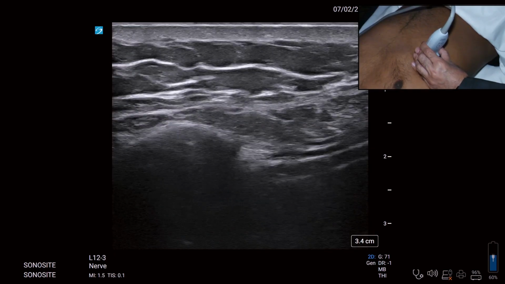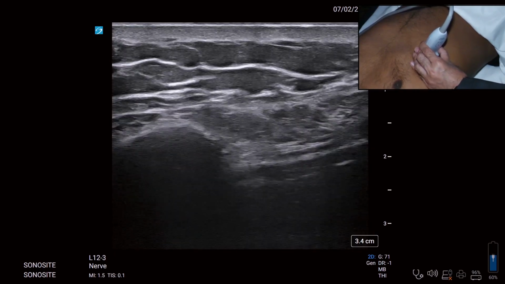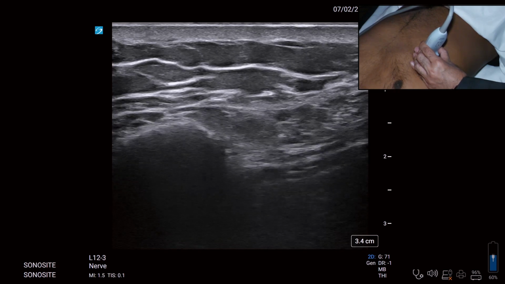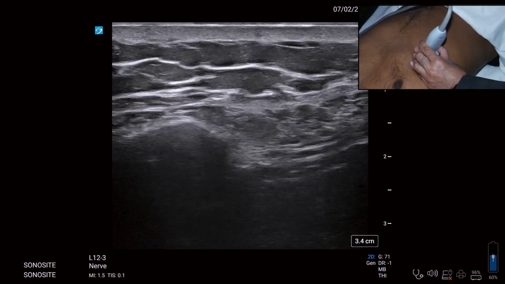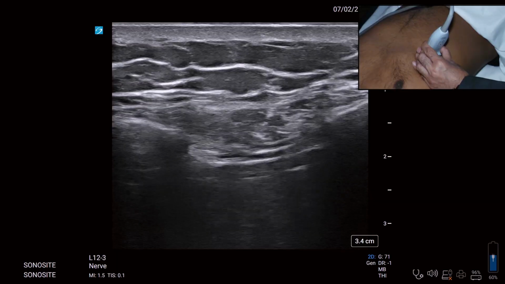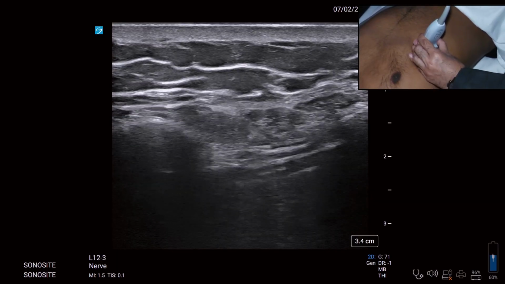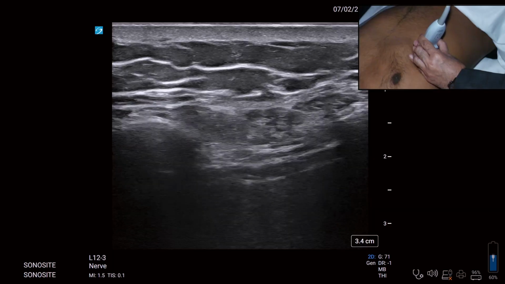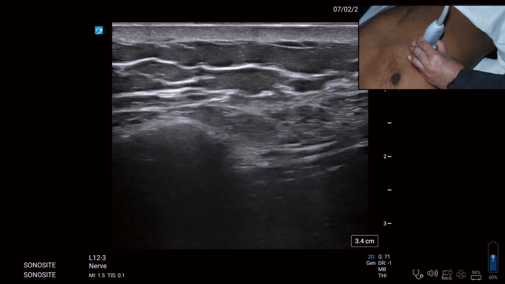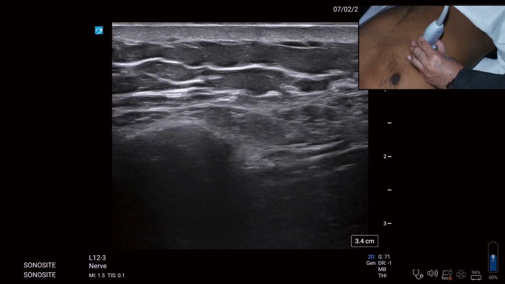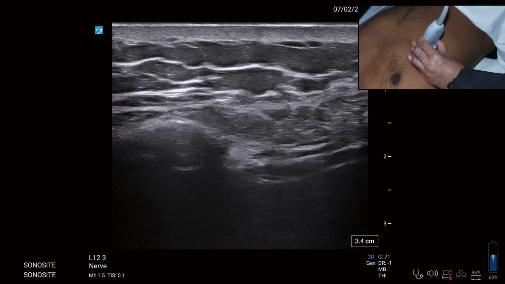So as a beginner, I can use the rib as a safety net. I can deposit on the top surface of that. As I become more and more expert, I realize that this is the plane of the drug deposition. So I can do an interfacial plane block between external oblique and the intercostals, or as a beginner between external oblique and the rib. Is that clear?